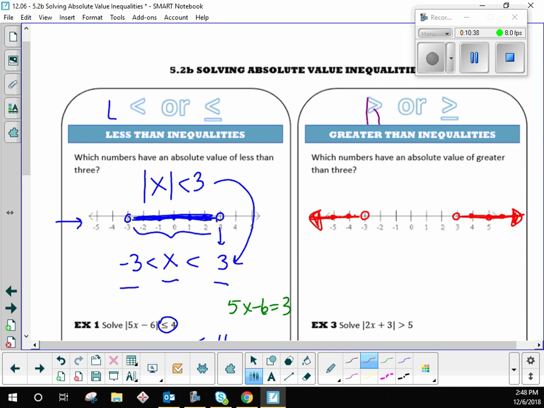So now watch when I put it in symbols. In words, we said which numbers have an absolute value greater than 3. Here's what that looks like in symbols. Which numbers x have an absolute value bigger than 3? So like if I took -5 and put it in there, well, what is the absolute value of -5? +5. And is that bigger than 3?